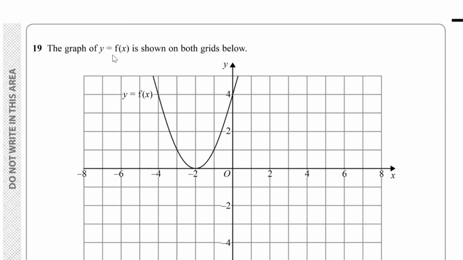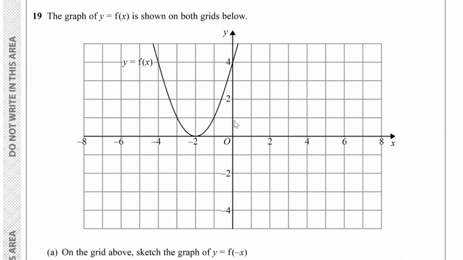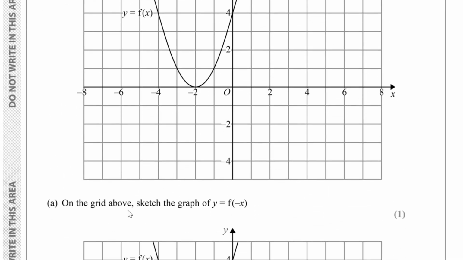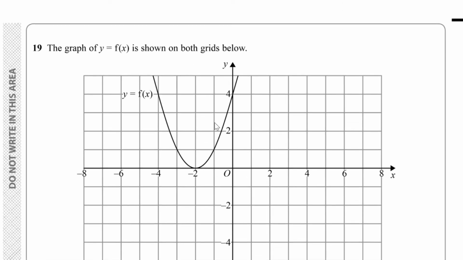Question 19, the graph of y equals f of x is shown on both grids, so that's what we see here. And for part A, on the grid above, we have to sketch the graph of y equals f of minus x. Well, the graph of f of minus x is a reflection in the y-axis. So we need to reflect this graph in the y-axis. So it's important to note that this point is reflected in the y-axis. So is this point.